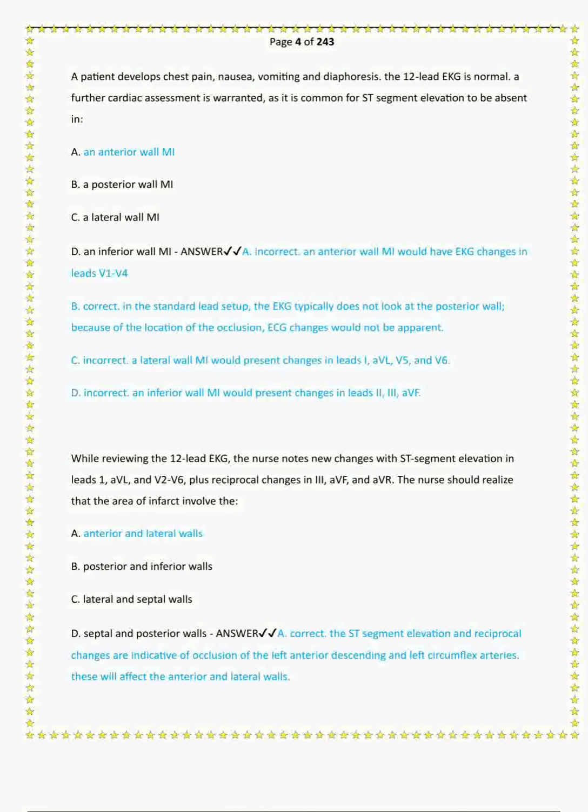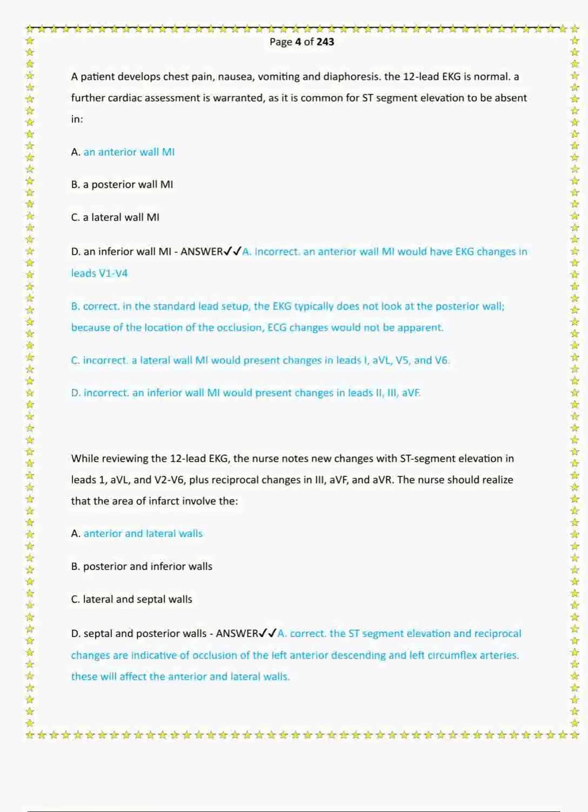A patient develops chest pain, nausea, vomiting, and diaphoresis. The 12 lead EKG is normal. A. Further cardiac assessment is warranted, as it is common for ST segment elevation to be absent in: A. An anterior wall MI, B. A posterior wall MI, C. A lateral wall MI, D. An inferior wall MI. Answer B.